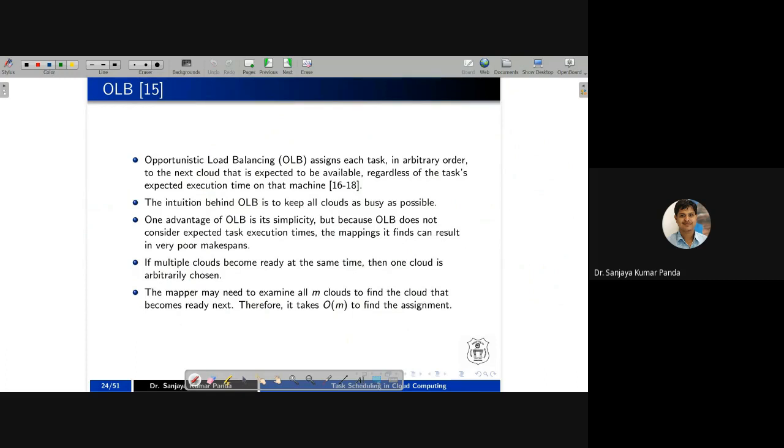So OLB assigns each task in arbitrary order. Okay, any arbitrary order you are giving, based upon that it is going to execute the task, but it is not going to determine any order. The order is already predetermined, but you can give any arbitrary order. So it assigns a task to the next cloud that is expected to be available, regardless of the task's expected execution time on that machine. Okay, it is looking at which cloud is going to be available.